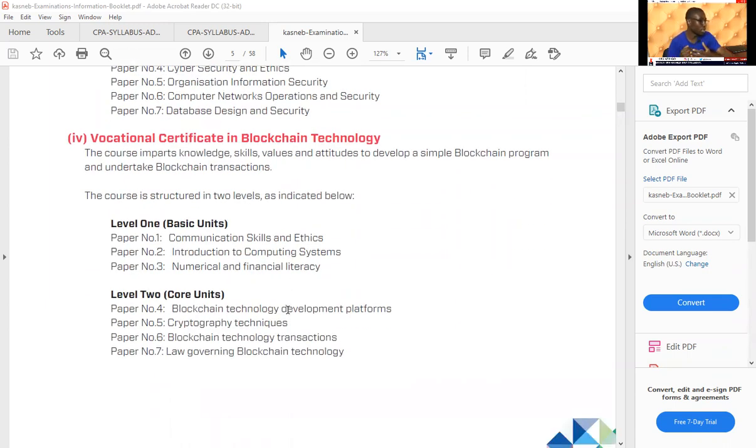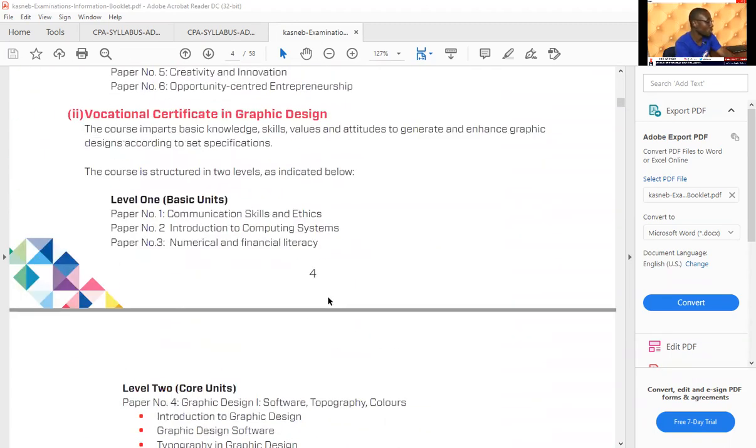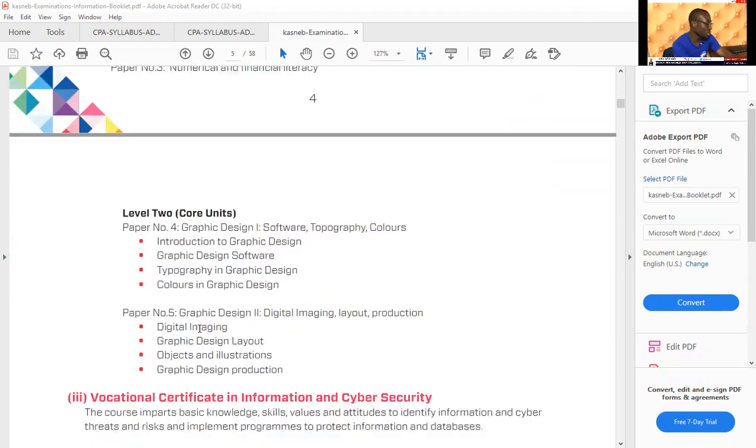And I really hope that it's going to be more practical for us to gain and understand these concepts clearly. That is the vocational certificate in blockchain technology. So you'll find that initially, these courses were not there, but they have been introduced in this new syllabus.